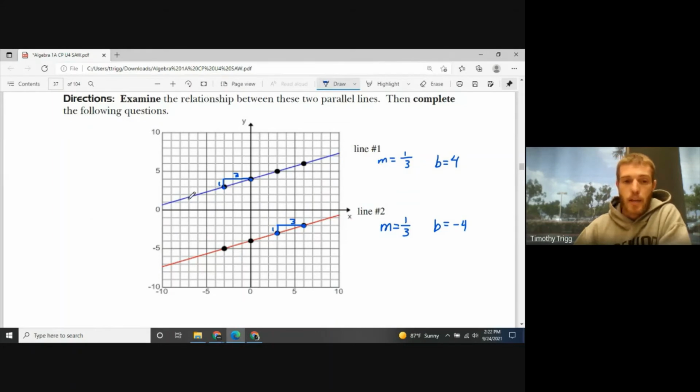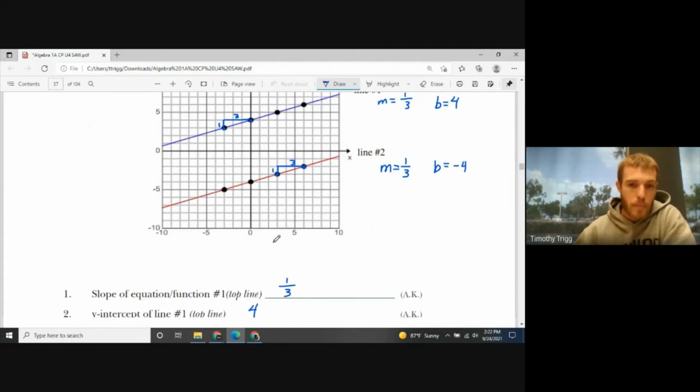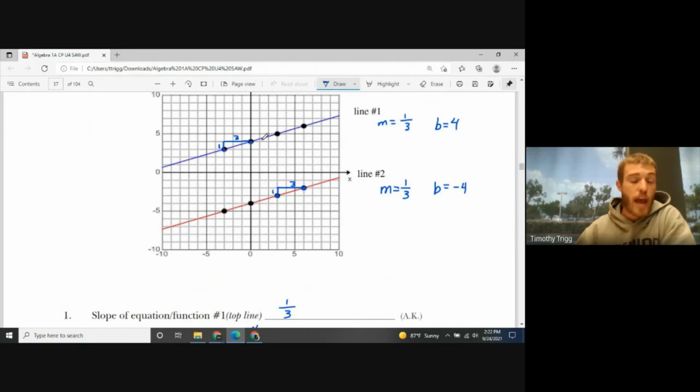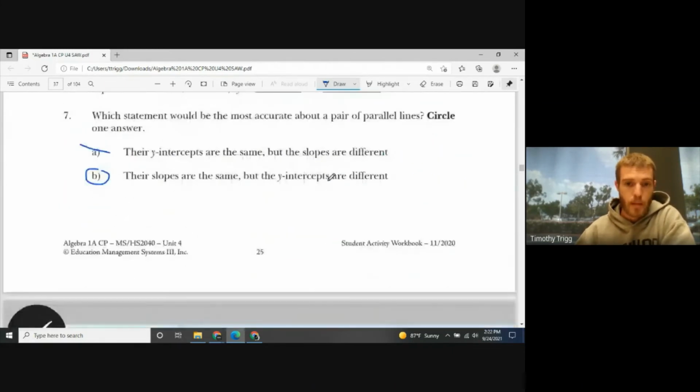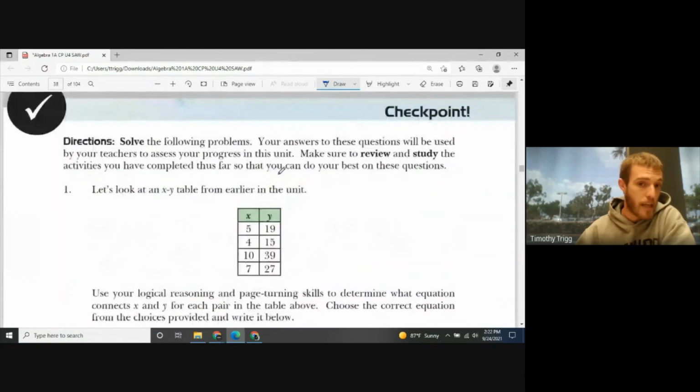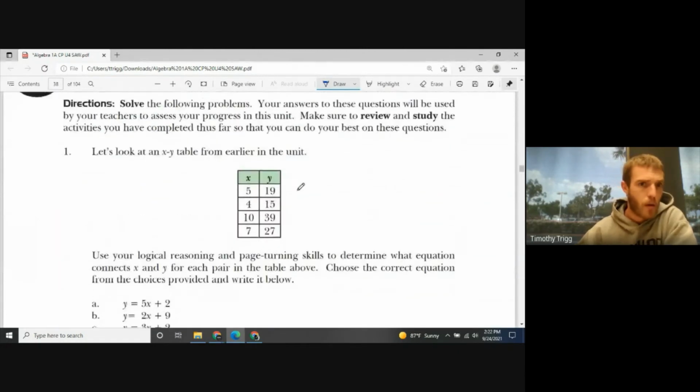You can kind of see that they go on in that direction forever. This one goes on in the same way forever, right? They have to have the same slope, because if you changed one of their slopes a little bit, then eventually they would cross each other, right? So yes, they have to have the same slope in order to be parallel. They are parallel if and only if they have the same slope.